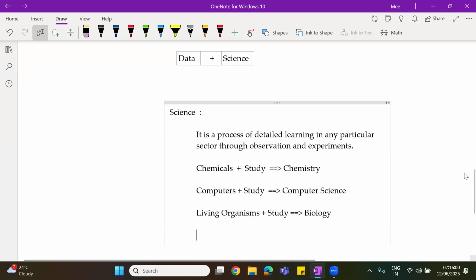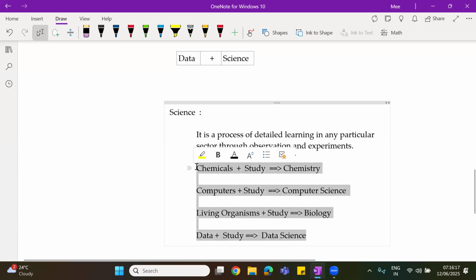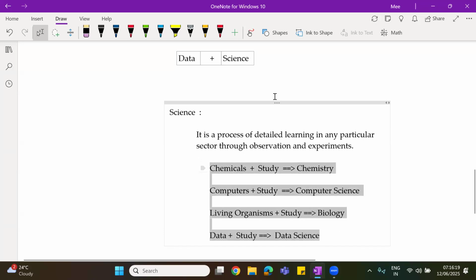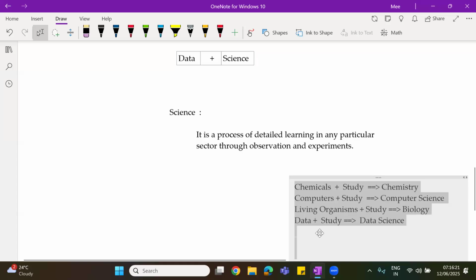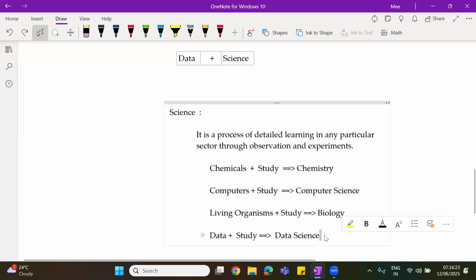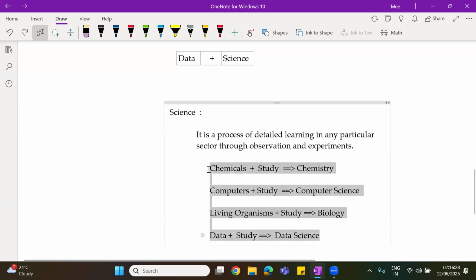In the same way, if you take data and do a detailed study on the data, what is this called? Data science. Okay, now we understood what data science is. It is nothing but performing a detailed study on the data. Now, what are we going to get from this data science?